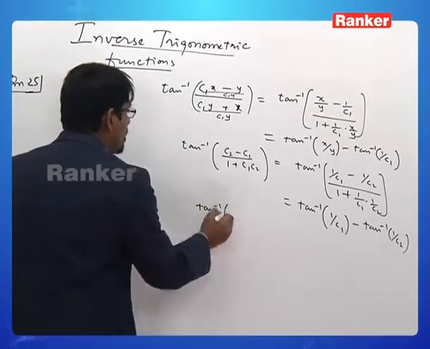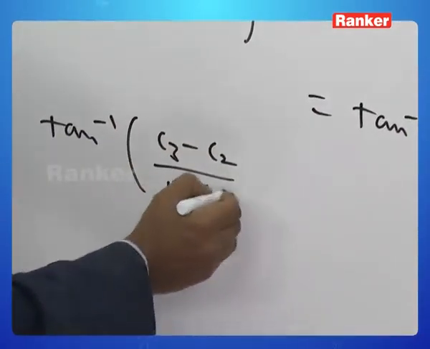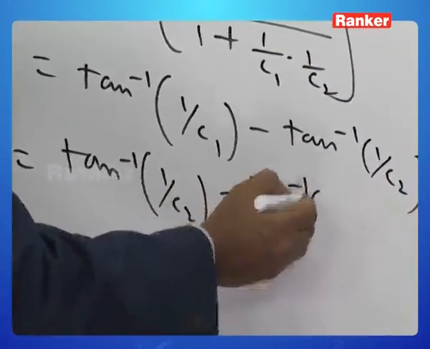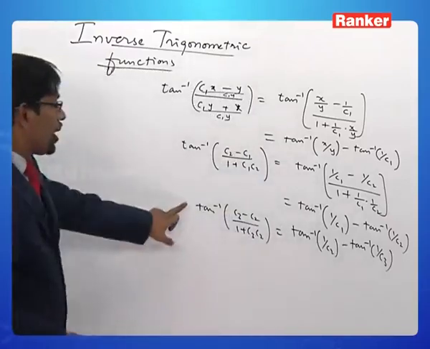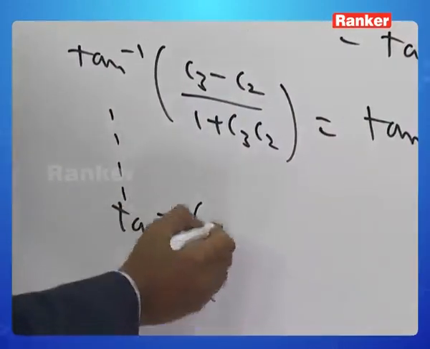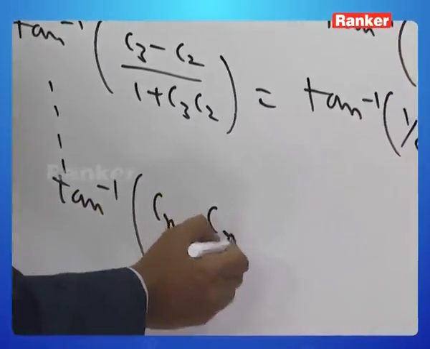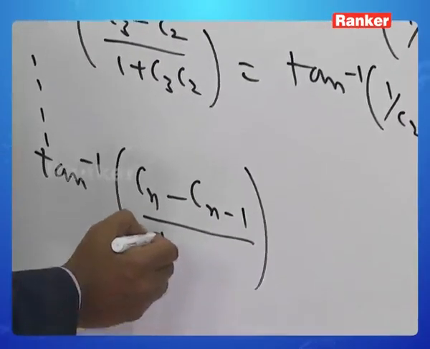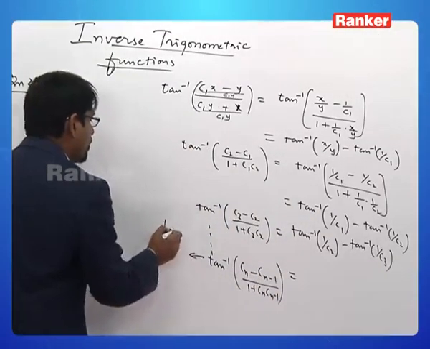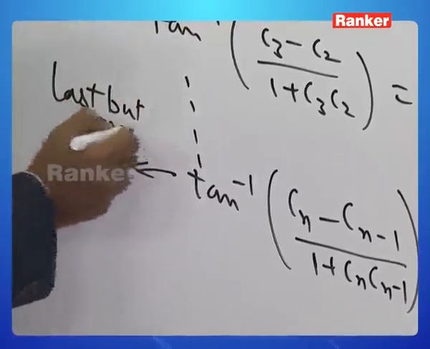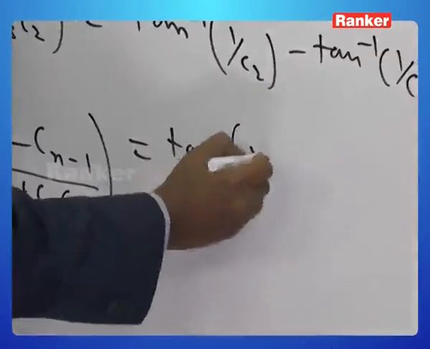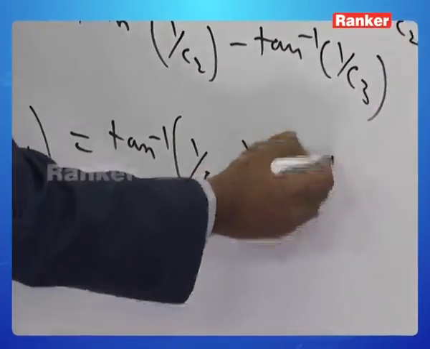Likewise, the next term would have been tan inverse of (C3 minus C2) by (1 plus C3 C2), which you can bring into the form of tan inverse of 1 by C2 minus tan inverse of 1 by C3. Going on like this, let's write the last but one term. That would have been tan inverse of (Cn minus Cn minus 1) by (1 plus Cn into Cn minus 1). This is the last but one term, that is the second term from the right. And that will be tan inverse of 1 by Cn minus 1 minus tan inverse of 1 by Cn.